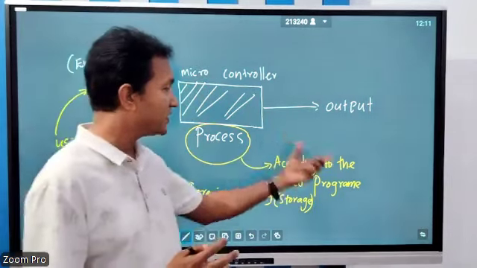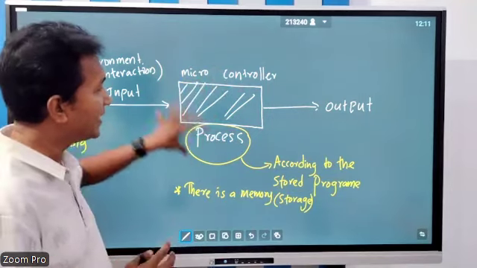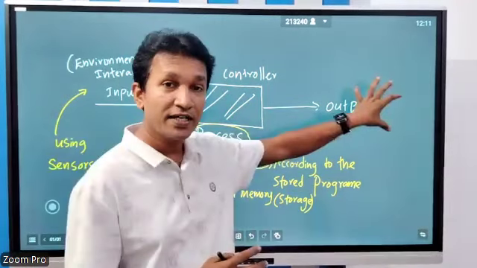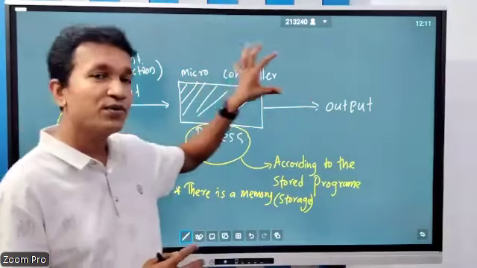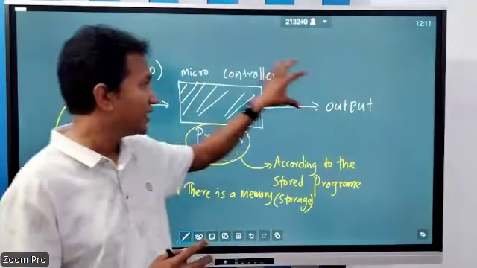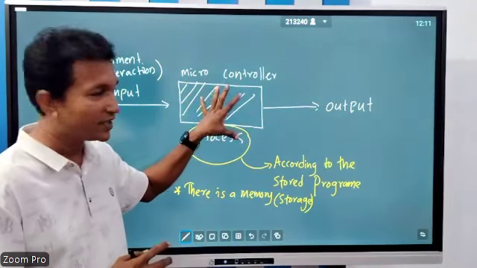That is the meaning of this stored program, right? Then it will process that data and it will give the expected output. So the programmer is the one who knows the expected output. Then according to that, he is going to program this microcontroller.